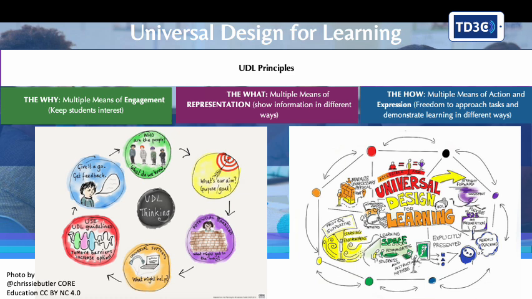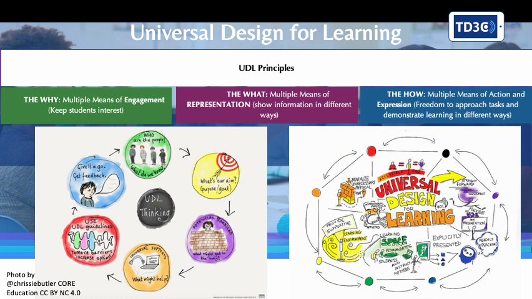Now, how is this related to working for the edges? And what does it have to do with the universal design for learning? Well, UDL is based on three main pillars. The first pillar is the why. Why are we teaching some concepts or topics or delivering some subjects to our students? Why should they be interested? Why is it important for them?